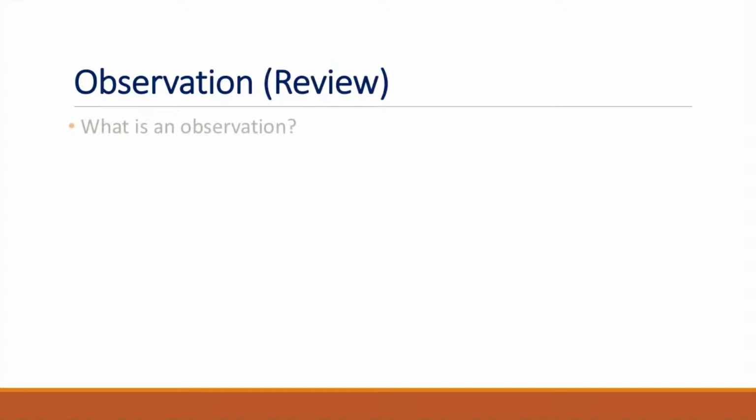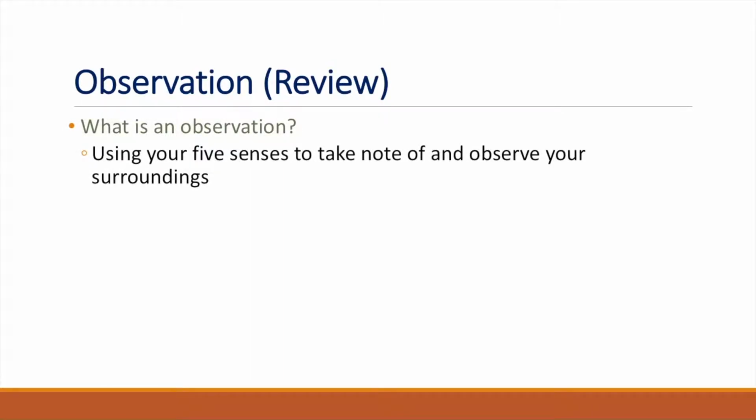So first off, what is an observation? It's using your 5 senses to take note of and observe your surroundings. So the 5 senses that we use are touch, sight, smell, hearing, and taste. So when we're making observations, we use all 5 of those. You do this every single day without even knowing it. We are going to go ahead and go over a few examples. You don't have to write them down or anything.